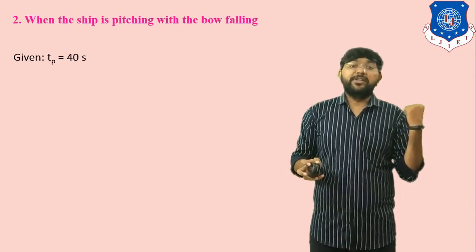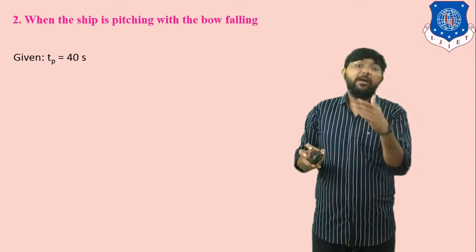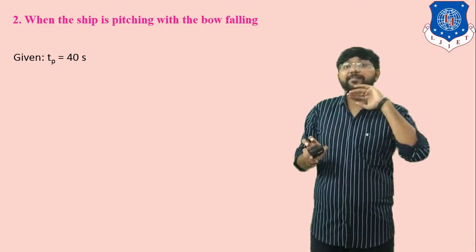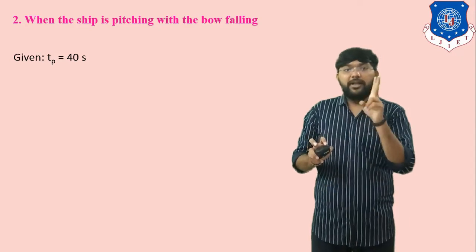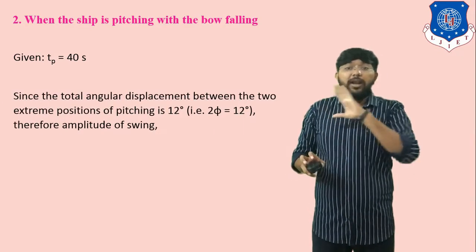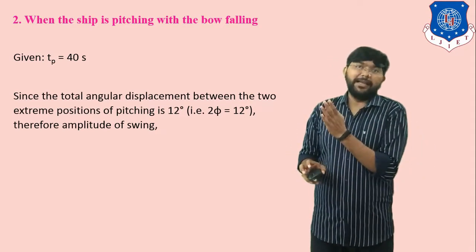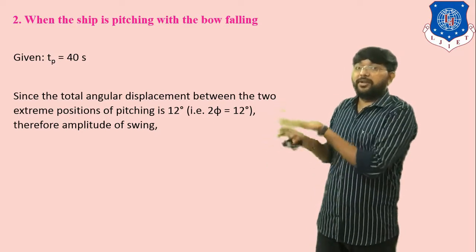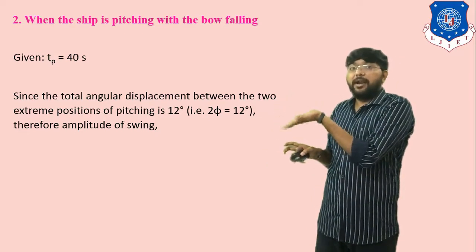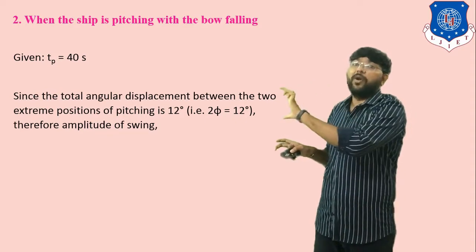When the ship is pitching with the bow falling, bow means the fore end, the front end of the ship, is falling, meaning the ship pitches in the downward direction. Time period is given as 40 seconds. The total angular displacement between the two extreme positions of pitching, upward and downward, is 12 degrees.